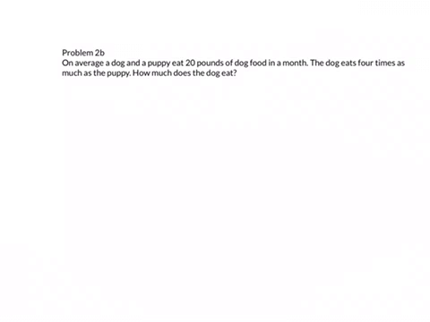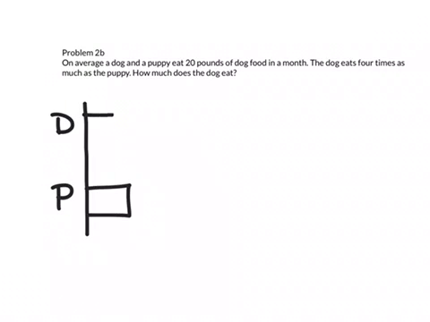Okay, here's another problem exactly like the last one. You can pause and work through this and then join me when you're ready. On average, a dog and a puppy eat 20 pounds of dog food in a month. The dog eats 4 times as much as the puppy. How much does the dog eat? And this is another one where I can see this 4 times as much as. Those are very classic comparison words. I want to think about drawing a comparison model. I have the dog and I have the puppy. Whatever the puppy eats, the dog eats 4 times as much.